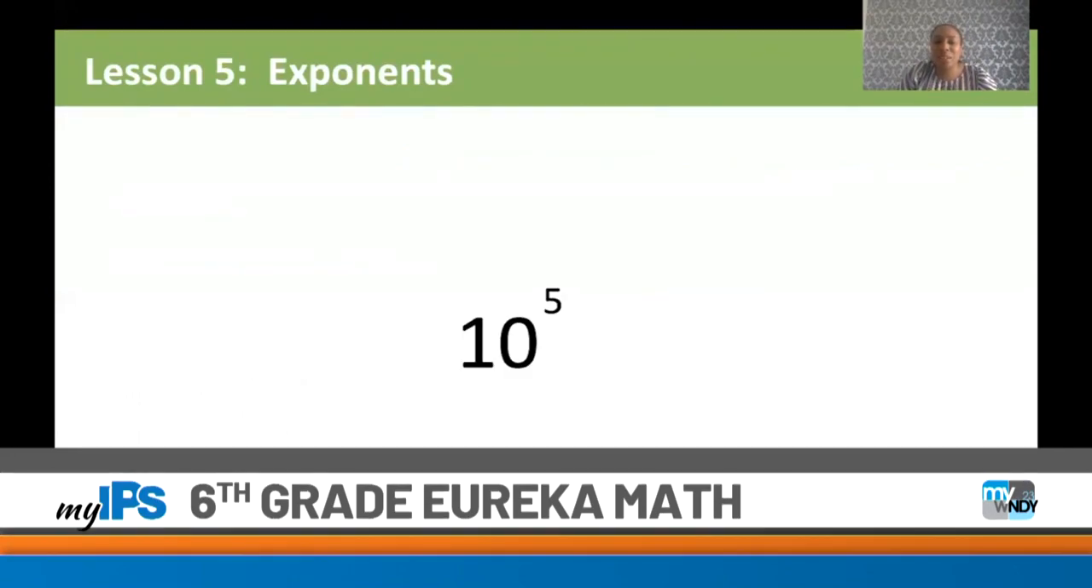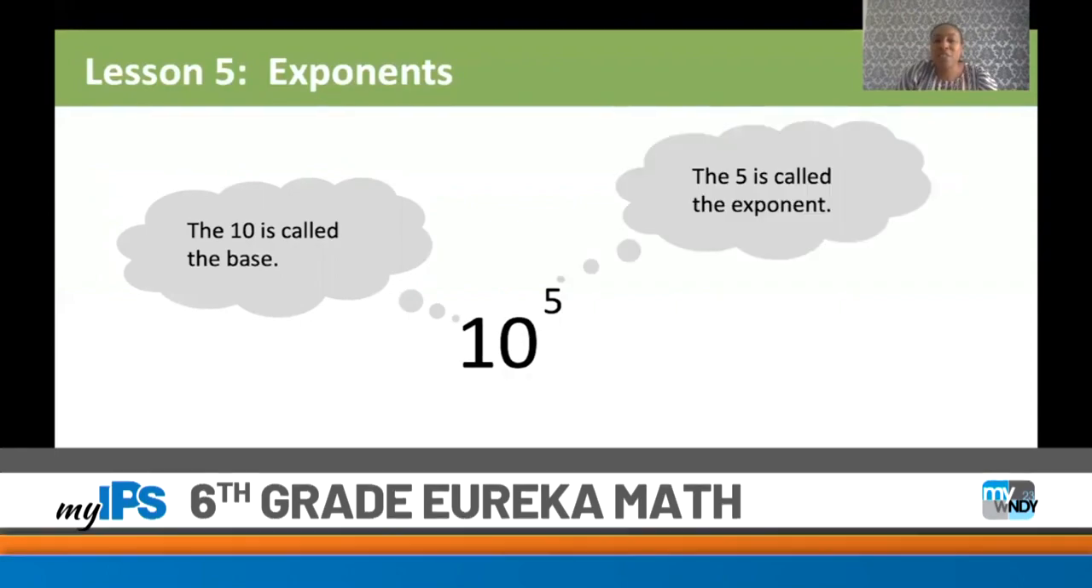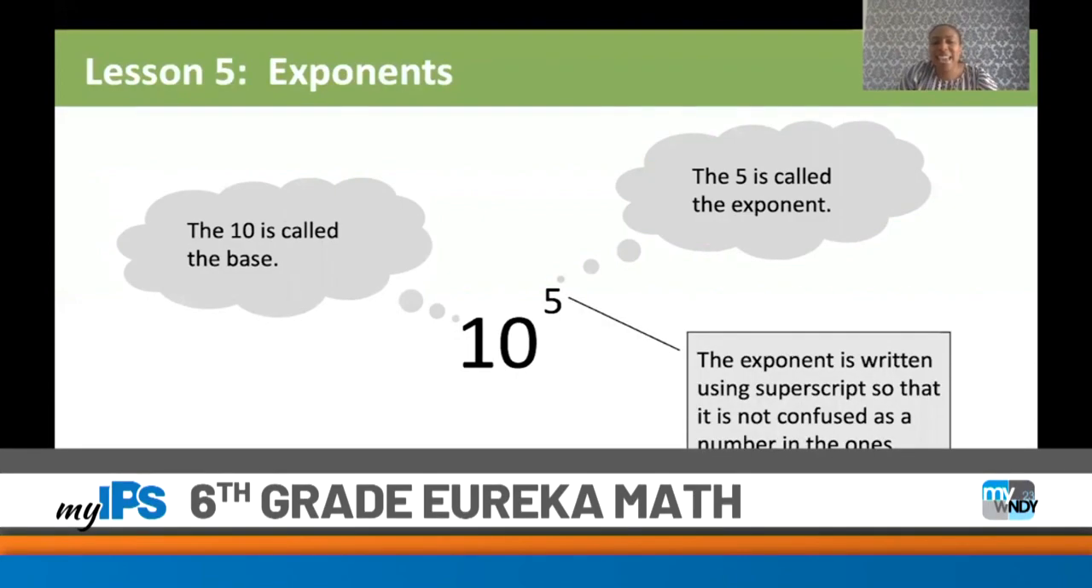Let's look at this a little bit closer. The 10 is called the base. The 5 is called the exponent. Why do you think we write exponents so carefully? The exponent is written using superscript so that it is not confused as a number in the ones place. Now we're going to pause the video and switch to the dot camera so that we can work on exercises 1 through 5 together.